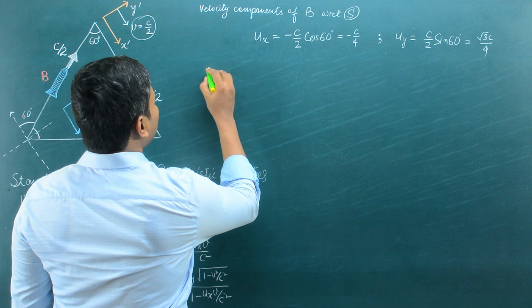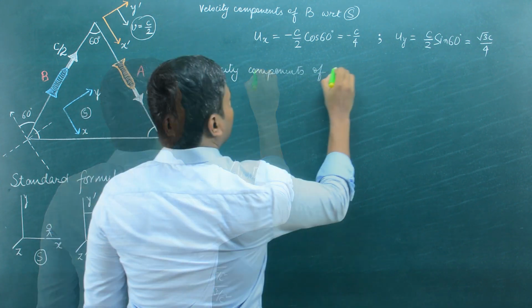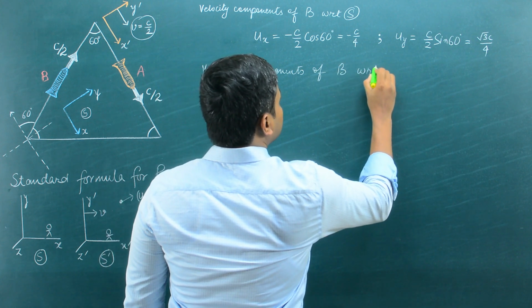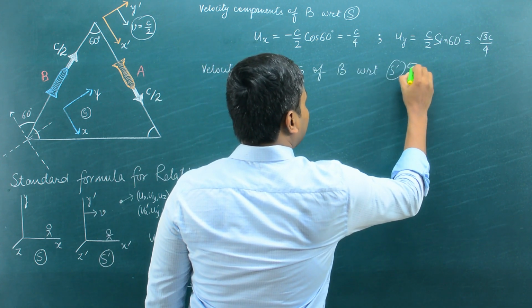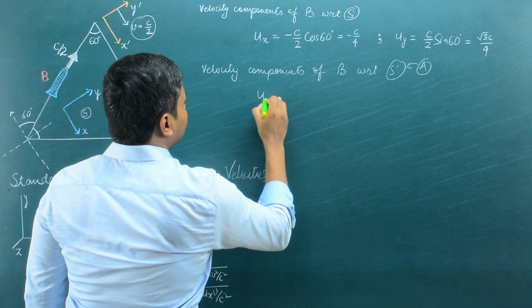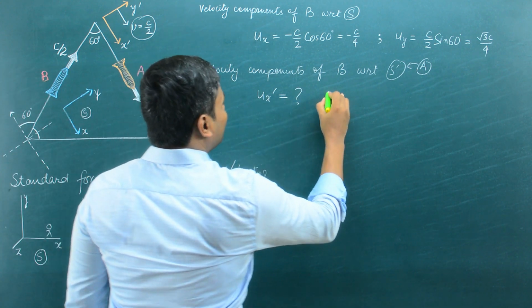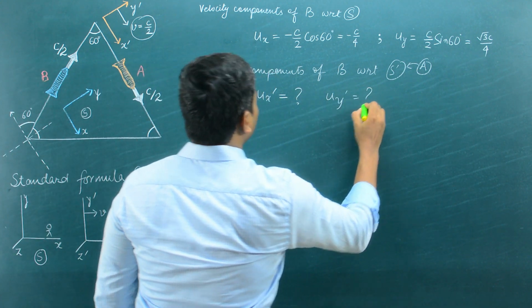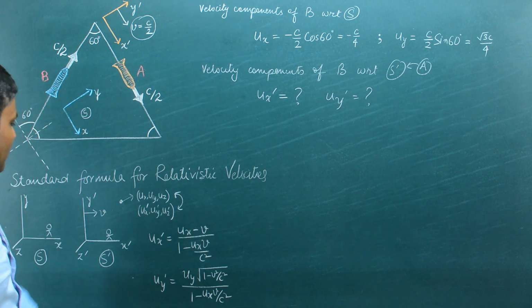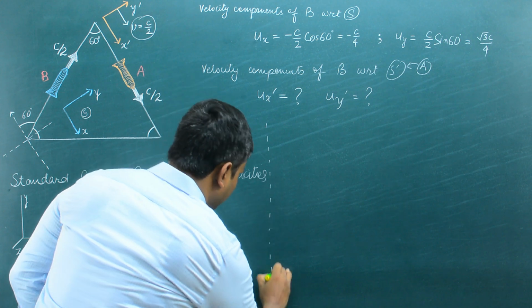So let us first look at the velocity components of B with respect to S dash. S dash is in fact the observer A. So let's suppose we are going to have ux dash, which we don't know. We are going to have uy dash, which we don't know, and we can figure it out from these standard expressions. If I apply these standard expressions, I'm going to get the results.